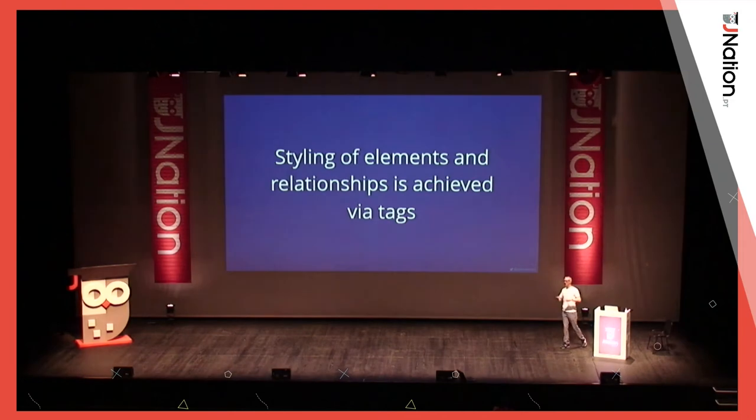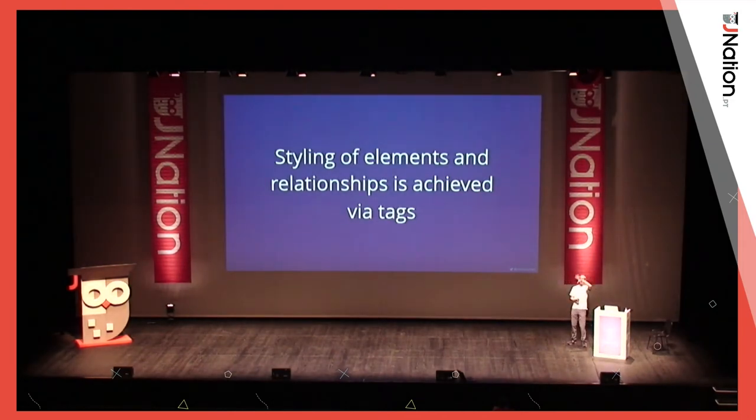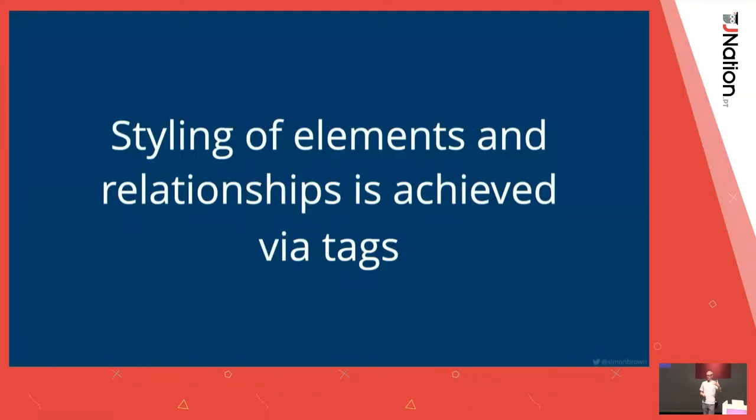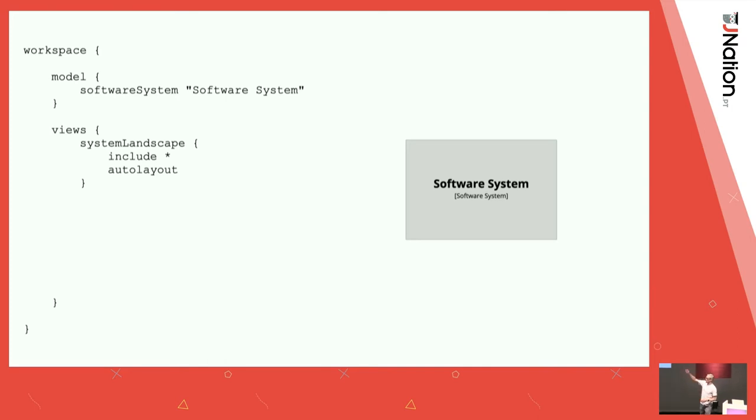How do we do this? It's basically like CSS. So when you define all of your elements and relationships in the model, you can associate text-based tags with them, much like you would with HTML elements and CSS classes. And then you define a bunch of styles, one per tag, essentially. So here's a simple example again.